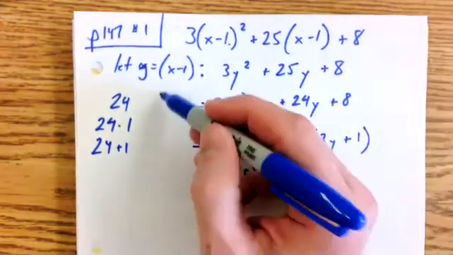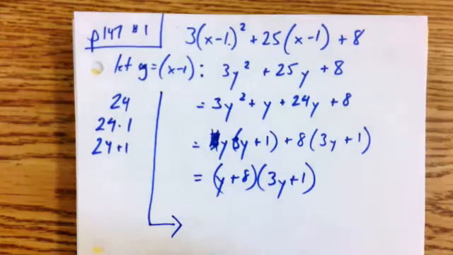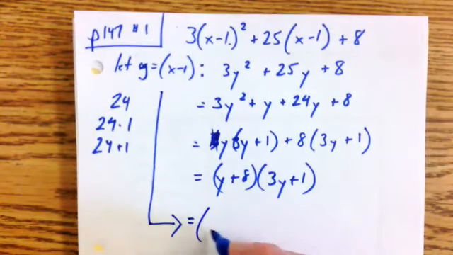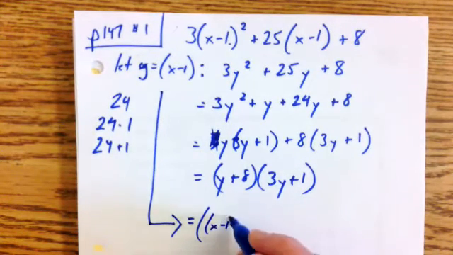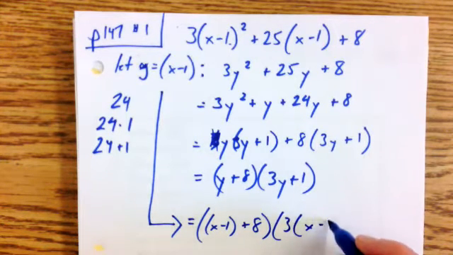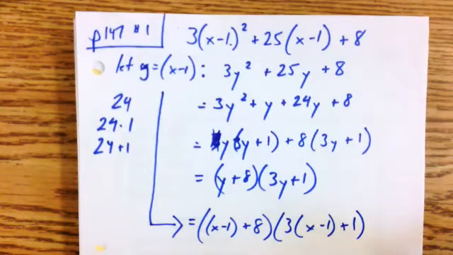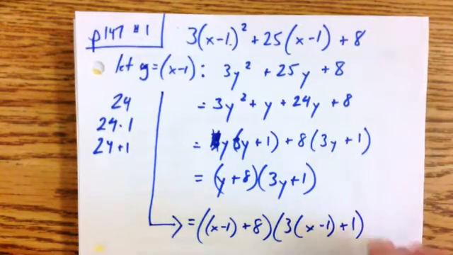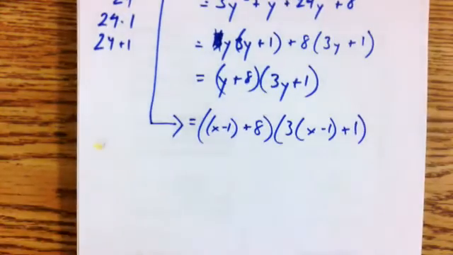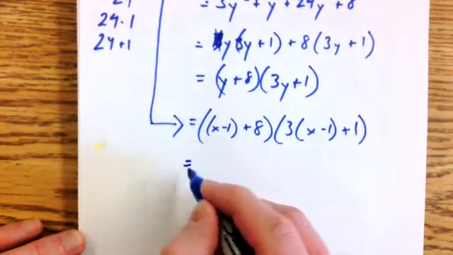But remember, everywhere there's a y, I'm going to put in x minus 1. So this equals x minus 1 plus 8. Put the x minus 1 in the brackets. Now I'm going to resolve those brackets.